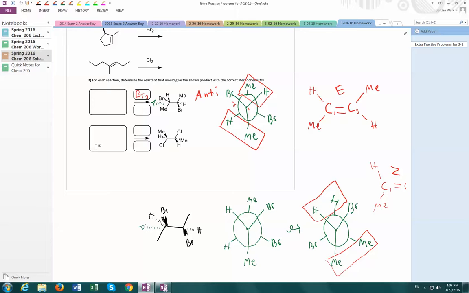So we see we've got a methyl and a hydrogen on the same side. So we can put that here and here. And then we've got a hydrogen and a methyl, so we put that there and there. And so we see that that gives us the E double bond in that case.